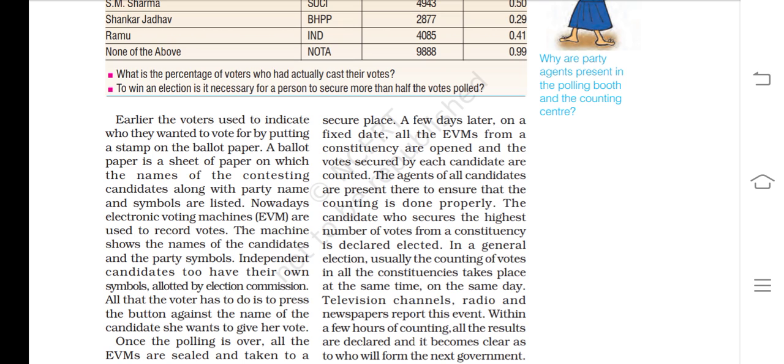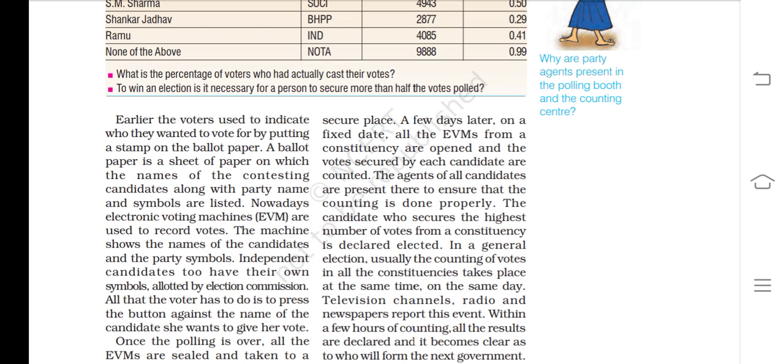A ballot paper is a sheet of paper on which the names of the contesting candidates along with party names and symbols are listed. Means on one side the name of the candidate and on the other side the symbol and the party name. But now electronic voting machines are used to record votes.